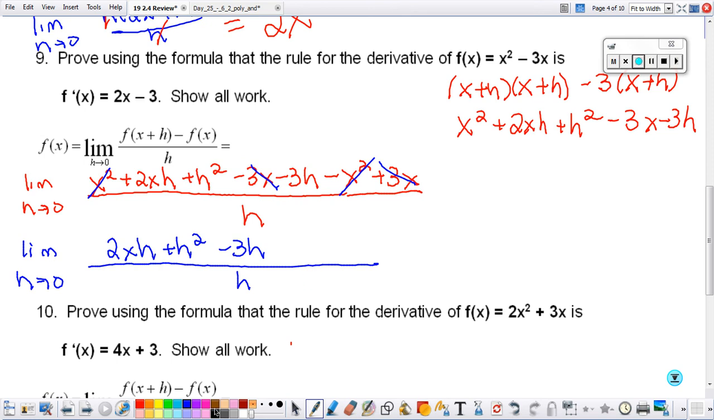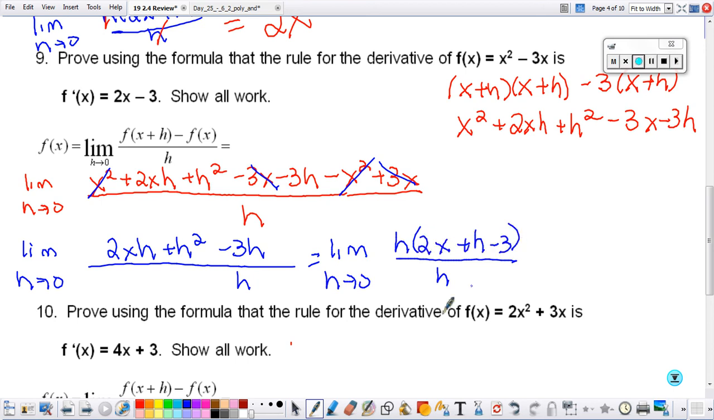I can factor an h out of my numerator. I was going to take a shortcut, but I shouldn't, because I don't want you to. That equals the limit as h goes to 0. Okay, so I'm going to factor out my h. So I'm left with 2x plus h minus 3.